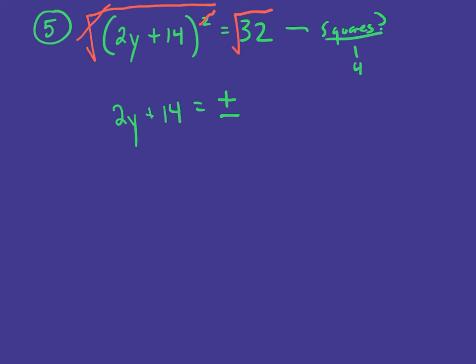Same list, 1 squared, 2 squared, 3 squared, 4 squared, 5 squared. And 25 doesn't go in, but 16 is a factor. So you can rewrite 32 as 16 times 2.